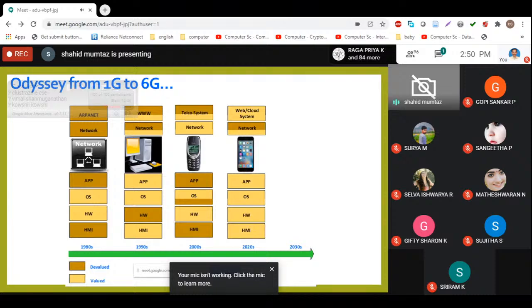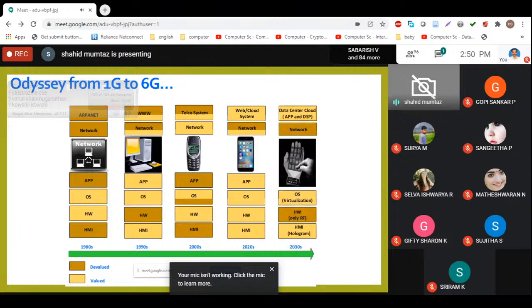Hardware is getting smaller and smaller, because transistor size is getting very small in the chip industry, and the human machine interface as well. And what happens in 2030, which we call 6G, because after every 10 years we need to do that. So after 40s, 50, 60, 70, that is when 6G, 7G, 8G will come.